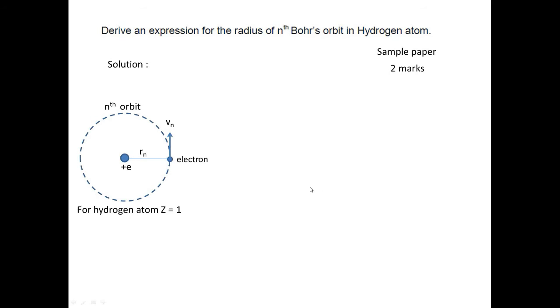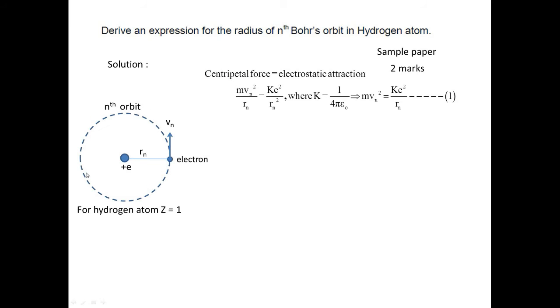Okay, so here the question is asking about hydrogen atom. So for hydrogen atom Z is 1, so just plus e. Otherwise you should put plus Z times e, where capital Z, the number of protons inside the nucleus, is represented by the Z number. Okay.